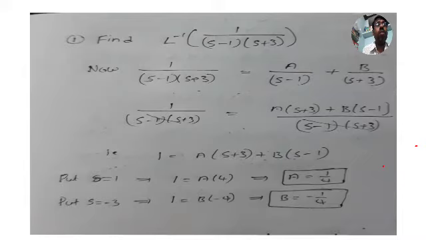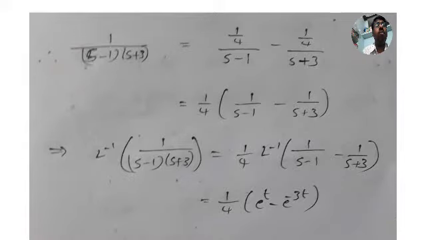Now after substituting the A value and B value, apply the inverse Laplace transform using standard formulas. You got 1 by 4 into (e power of t minus e power of minus 3t). So this is our first problem. Now let us go to the second problem.